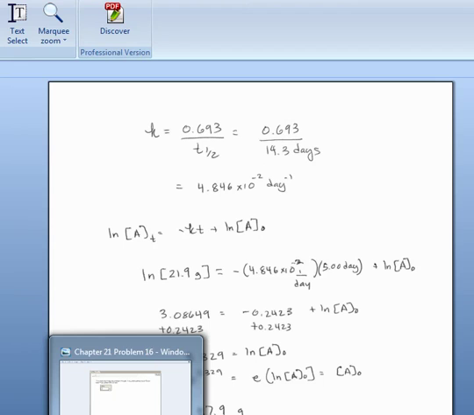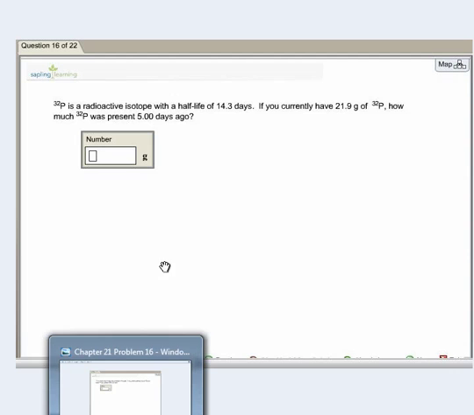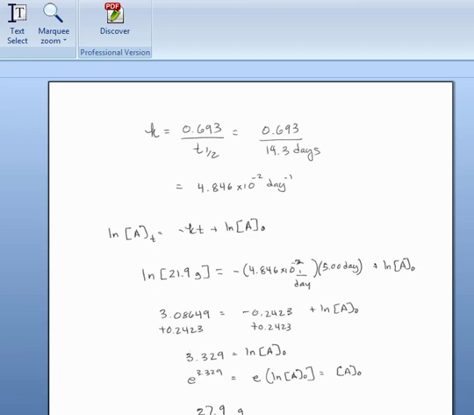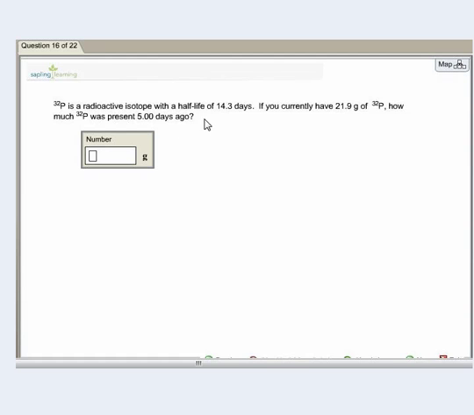And that makes sense because it's more than what I began with. And of course you will get different amounts to begin with. You'll get different amounts and times, but it's the same procedure to calculate how much you had whatever amount of time ago the question asks.